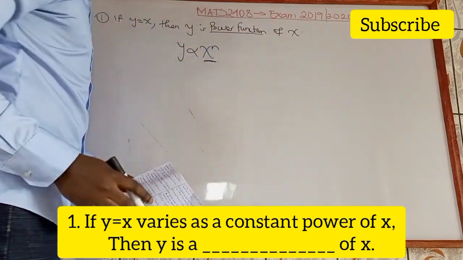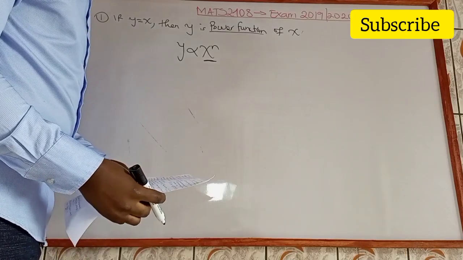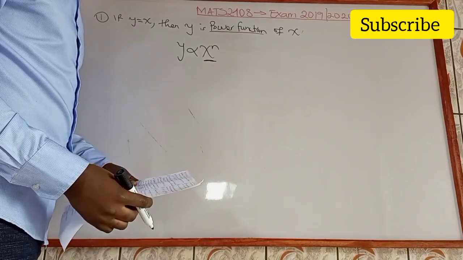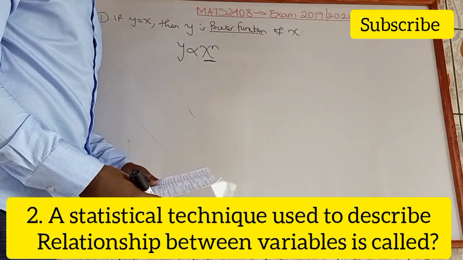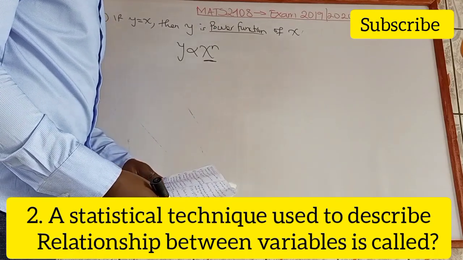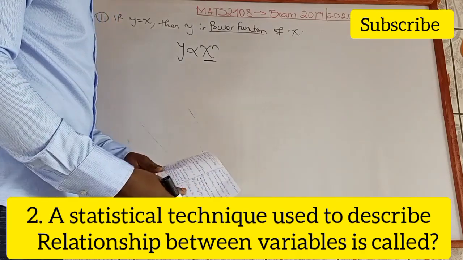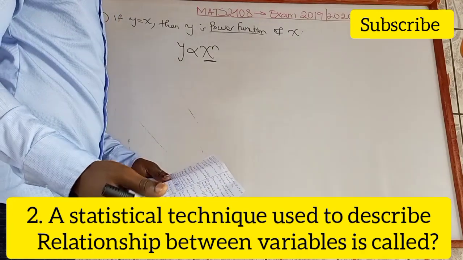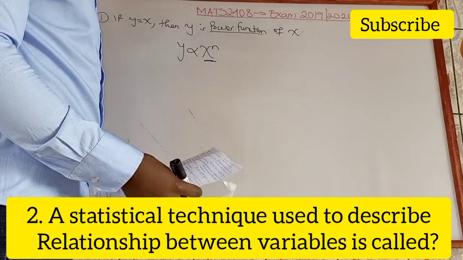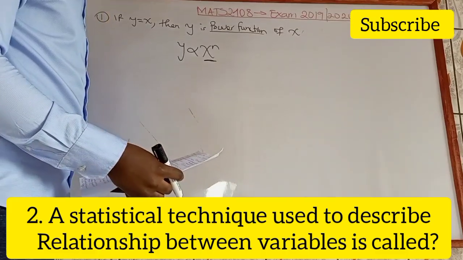of x. Number 2, a statistical technique used to describe relationships among variables is called regression analysis. That's the answer. The statistical technique that is used to describe relationships among variables is regression analysis.